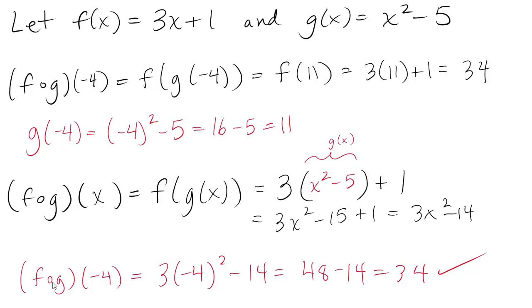Just to make it clear, this last step wasn't part of the second problem. I was using our result to verify our answer to the first one. You can see you get the same answer either way, whether you first plug -4 into g and then plug that result into f, or find the general formula for f circle g and then plug -4 into that. Same answer either way.